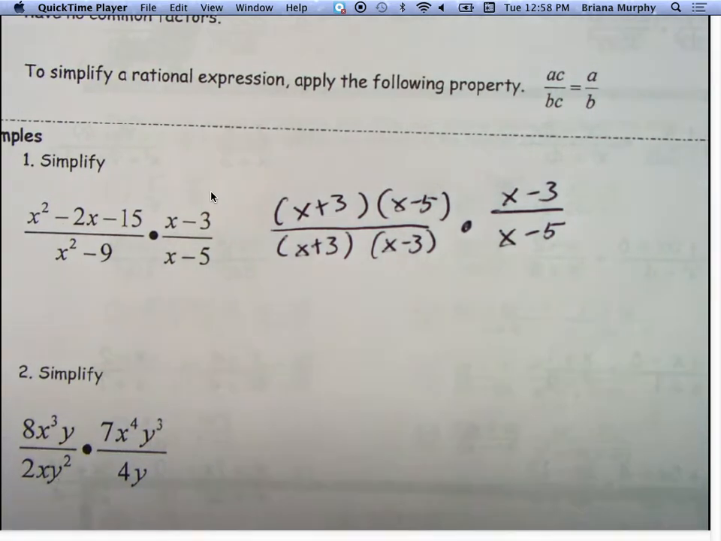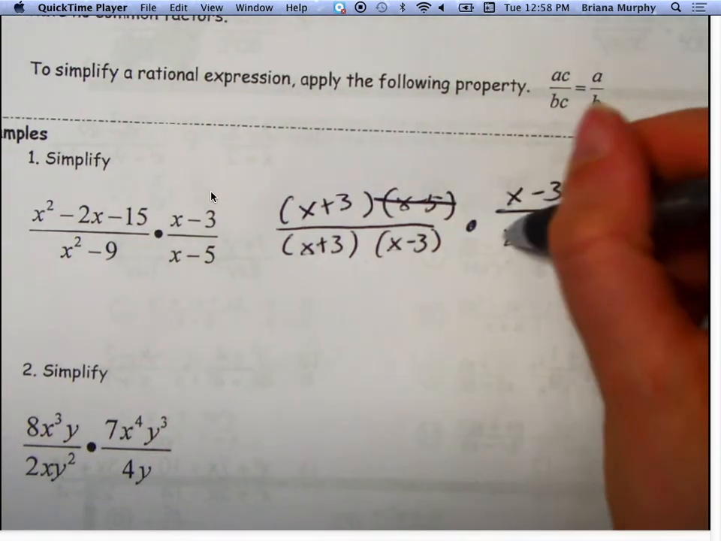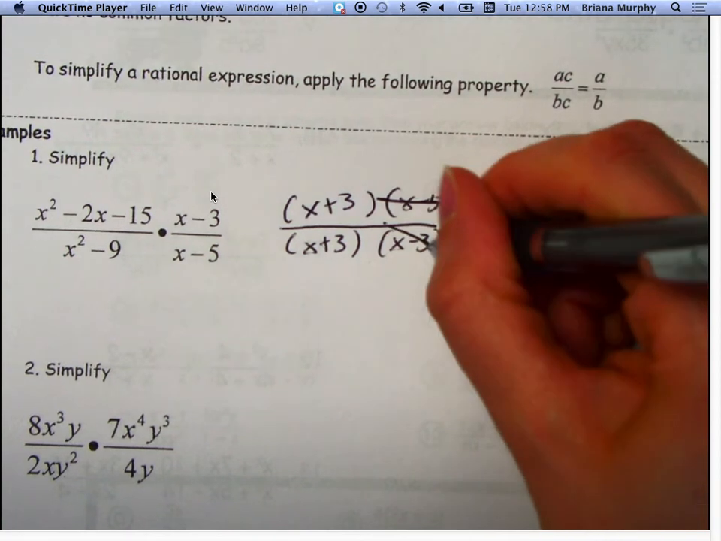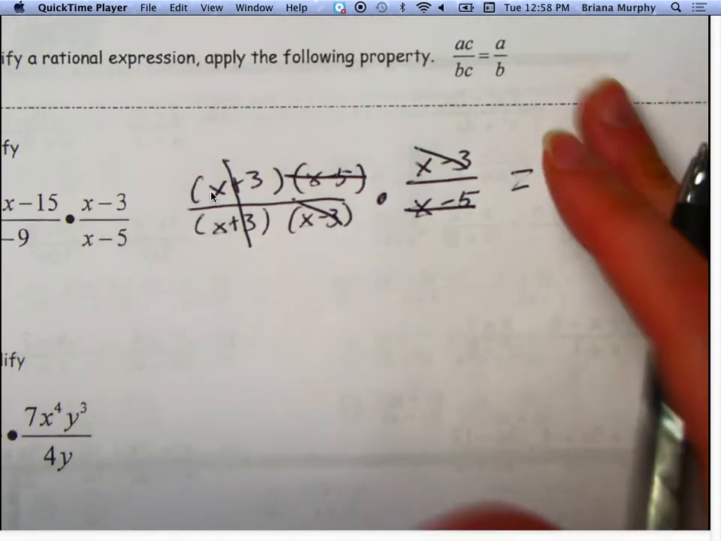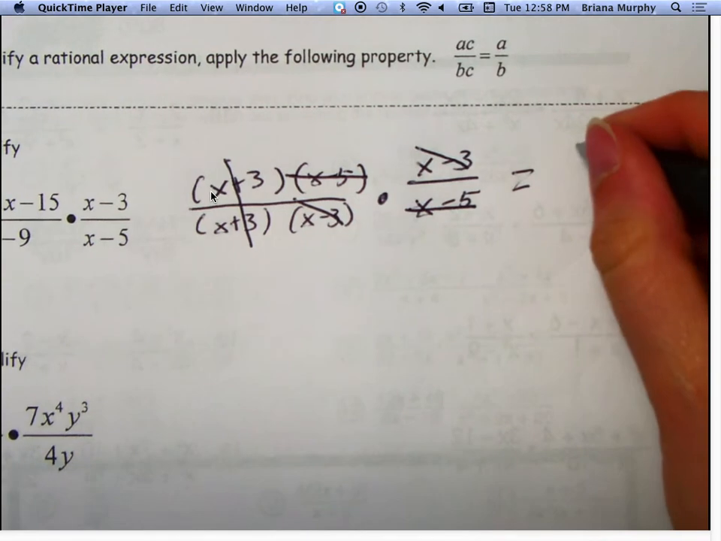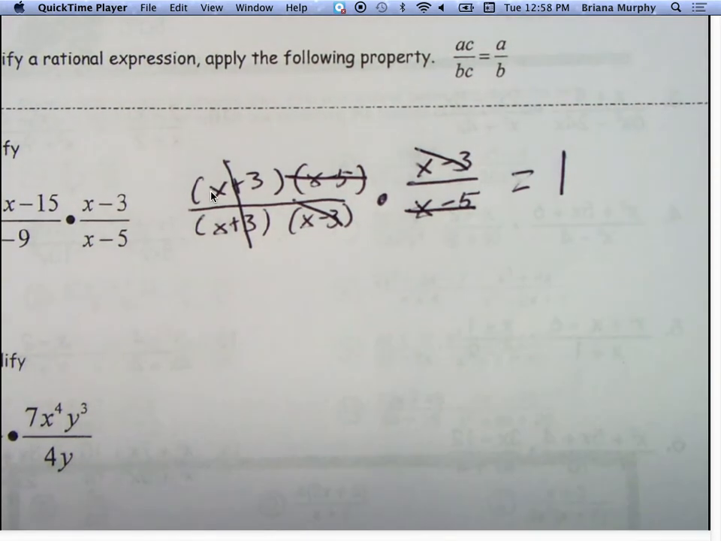Okay, now I can cancel stuff. I've got x minus 5 and x minus 5. I've got x minus 3 and x minus 3. I've got x plus 3 and x plus 3. So the whole thing ends up being 1. Okay, don't forget that it's 1, not 0. It's 1.